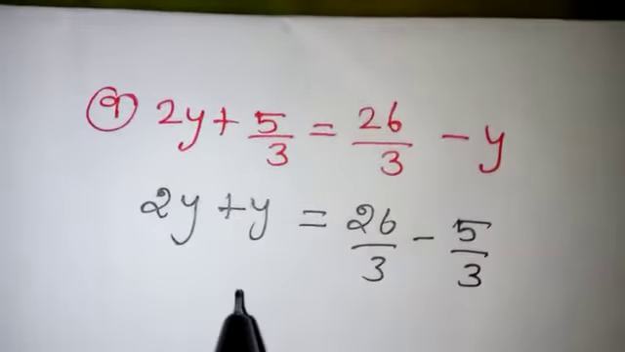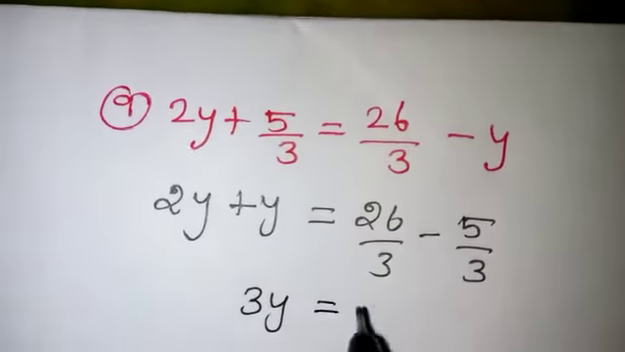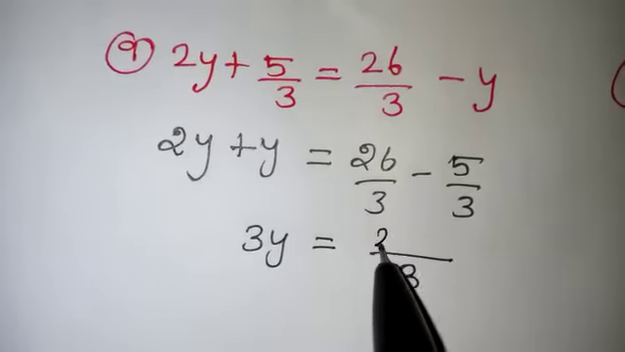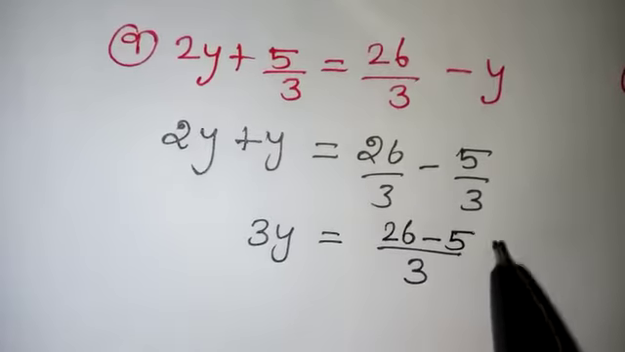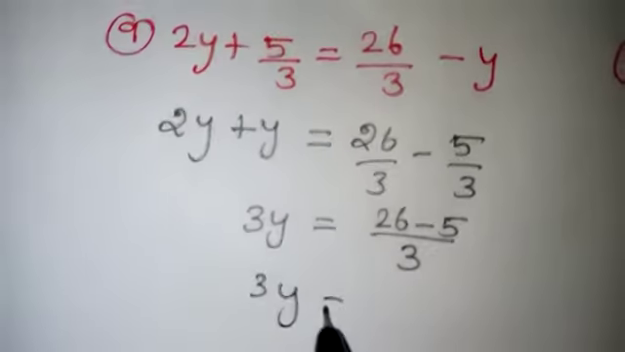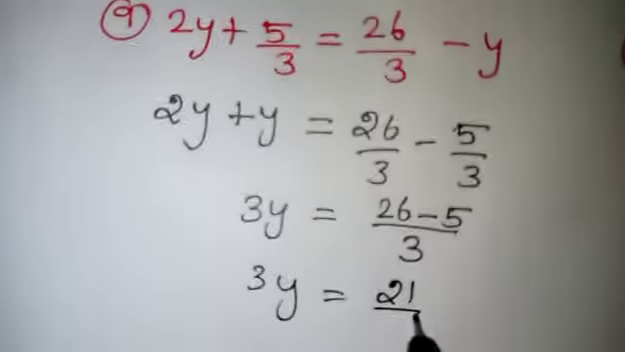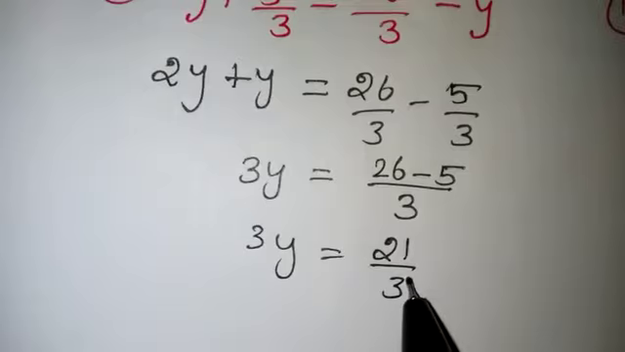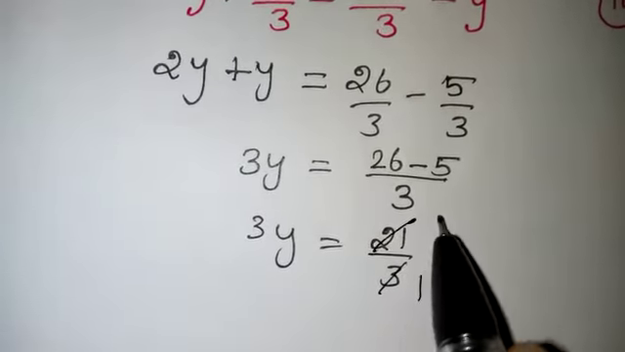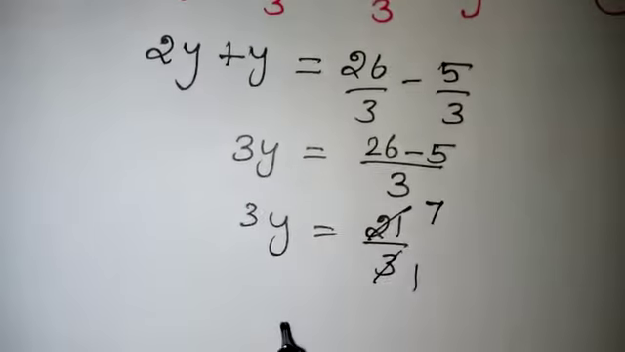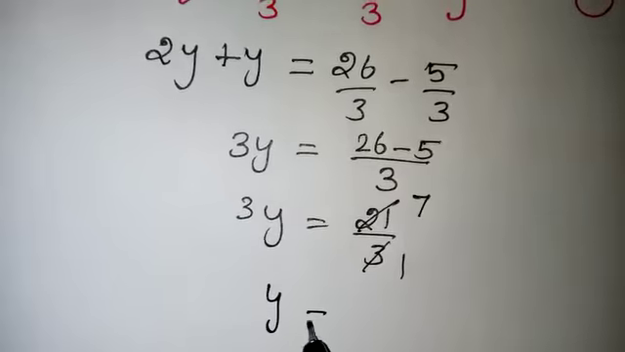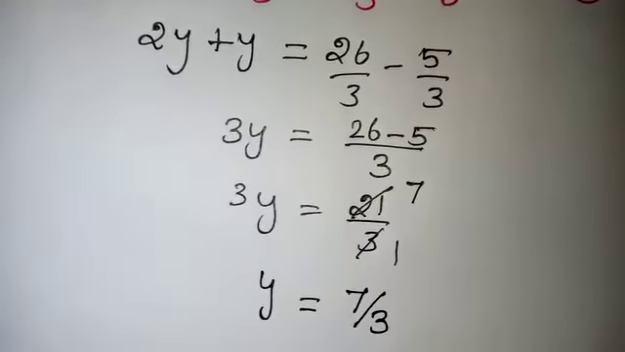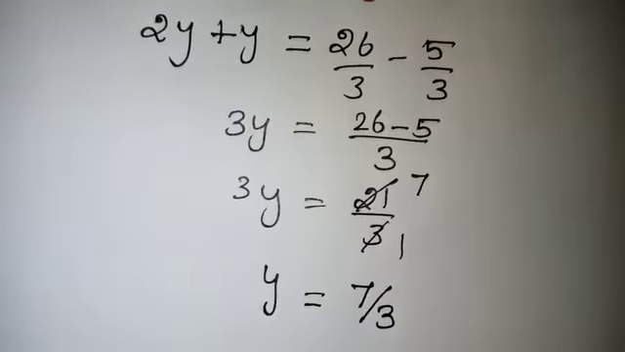Now 2y plus 1y will give you 3y, which is equal to, here already the denominators are the same, you can take one common denominator, 26 minus 5 you can write. So 3y is equal to 21 by 3. So 21 by 3 we can cancel. 3 ones are 3, 3 sevens are 21. So y is equal to, the multiplication 3, if you take it to the other side, that will become division. So y is equal to 7 by 3 we are getting.